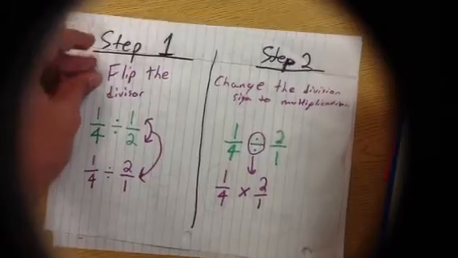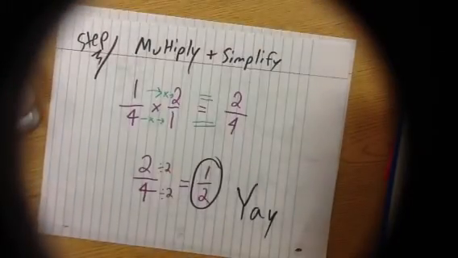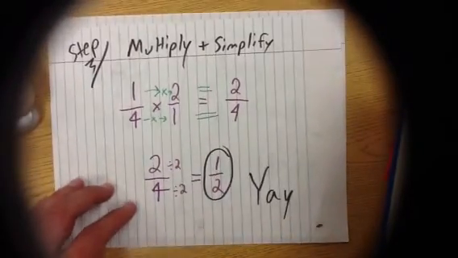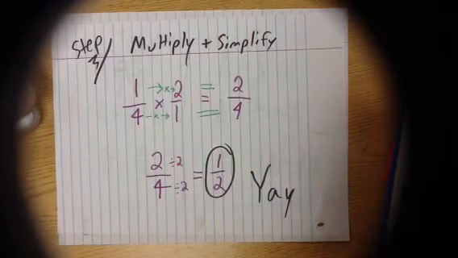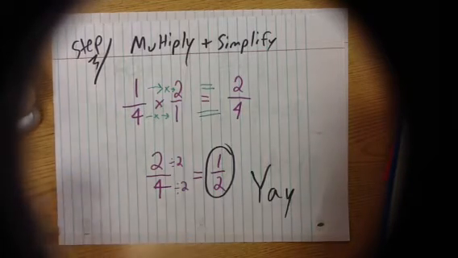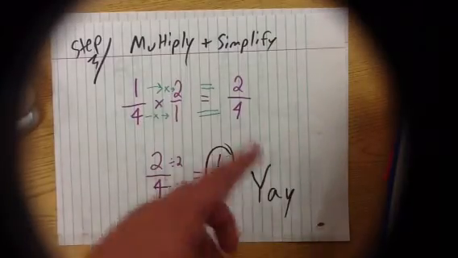That was step 2. Now moving on to step 3, super easy. Just go back to how you multiply and do that. Multiply and simplify. 1 times 2 equals 2, 4 times 1 equals 4, and you can reduce 2/4 by dividing by 2 and 2, which equals 1/2. Yay!